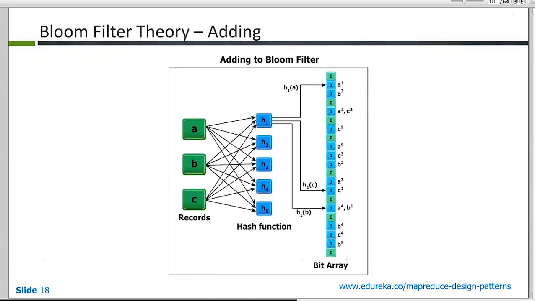Here is a bit of theory. So this is the internals of BloomFilter. It consists of two things. You have a set of hash functions, and then you have a set of bits in an array. So it's a bit array that you have, and a number of hash functions.